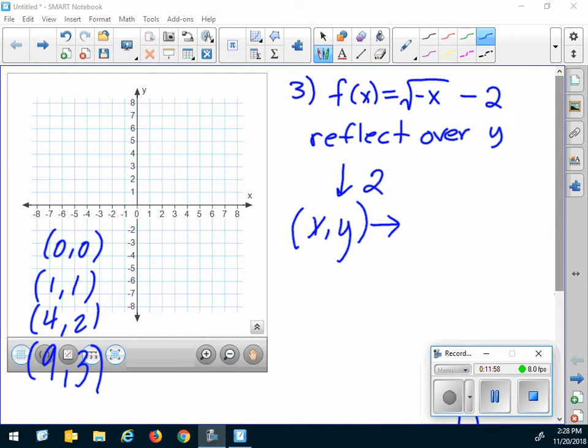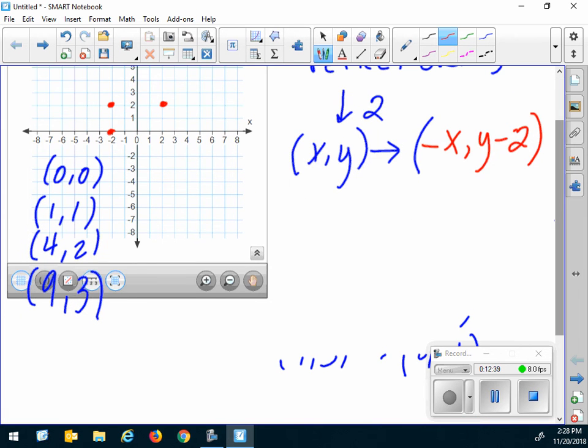Every point then that was on our parent graph is going to go where? Now, I'm just going to pick a point, I just picked it. How do you reflect over the y-axis? That's right. The x value changed sign, didn't it? So the x value is going to change sign. And then we go down 2. Yes. There you go.